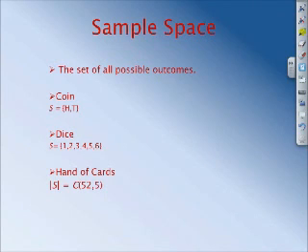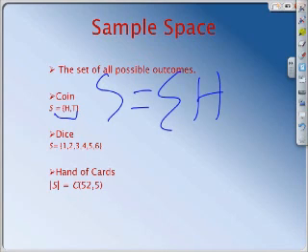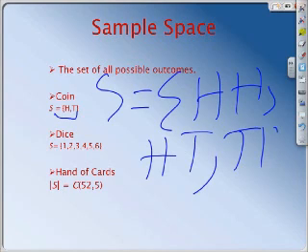First, we're going to have to talk about the sample space. This is the set of all possible outcomes, normally denoted by a big S. For a coin, if you flip it once, your outcomes are either heads or tails. That's denoted here. What if you flip it twice? Then this would be your new sample space.